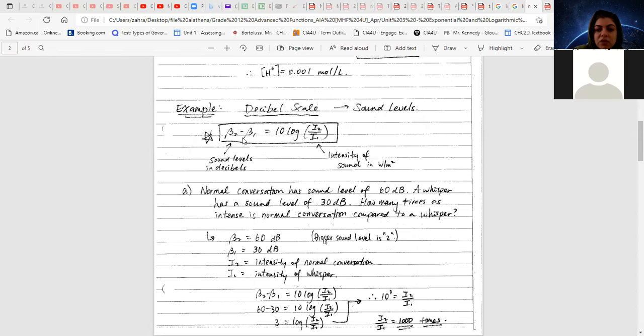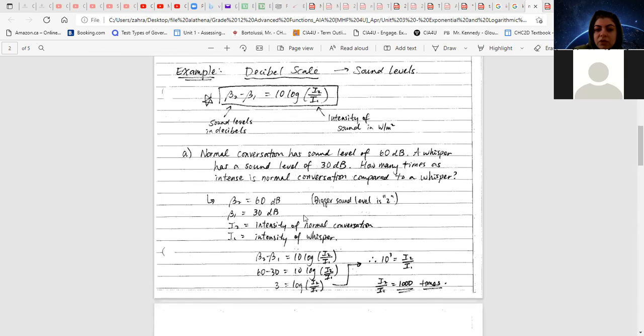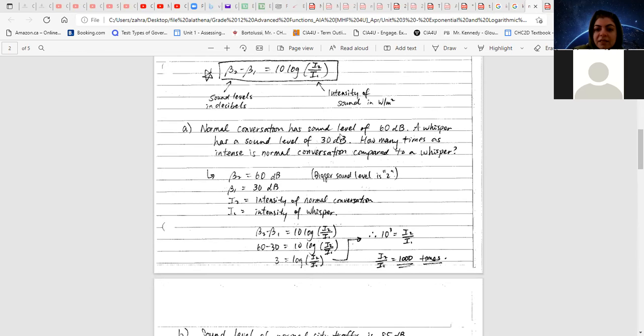Decibel scale. So beta 2 minus beta 1 is the difference between the sound levels in decibel. It is equal to 10 log of the intensity of the second source divided by the intensity of the first source. Let's just look at this example. Normal conversation has a sound level of 60 decibel. A whisper has a sound level of 30 decibel. We say that because this is decibel, it's going to be beta 2 and beta 1. Let's say your beta 2 is this, and here is your beta 1.